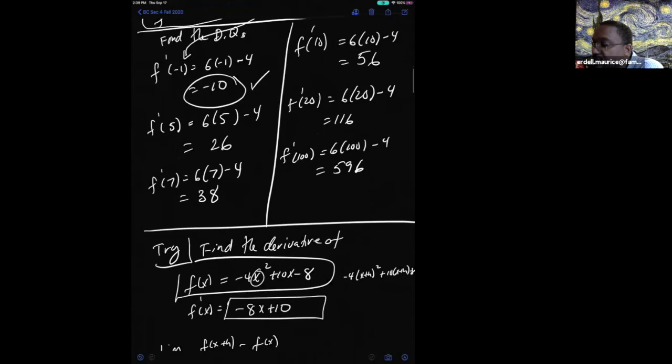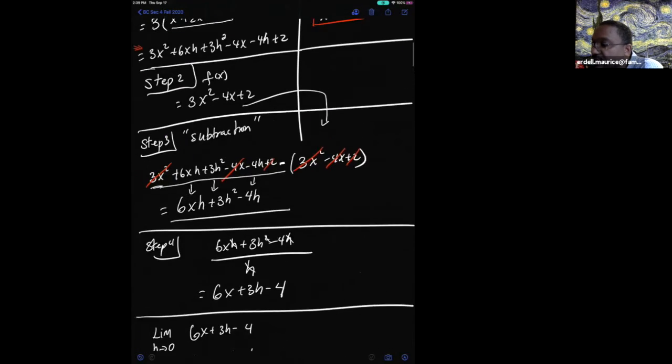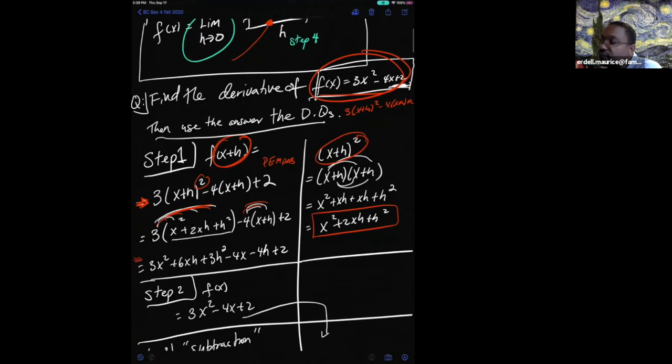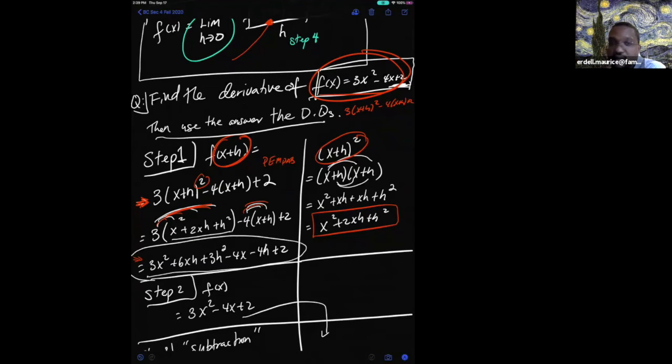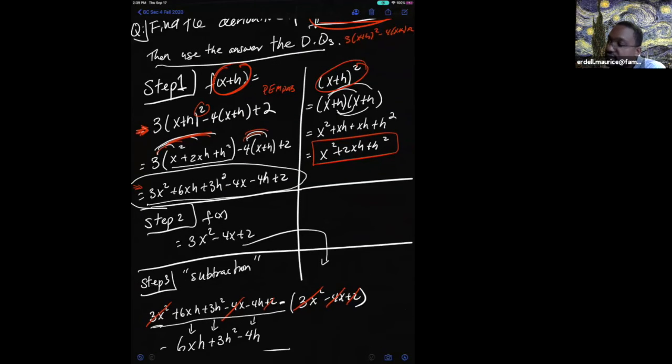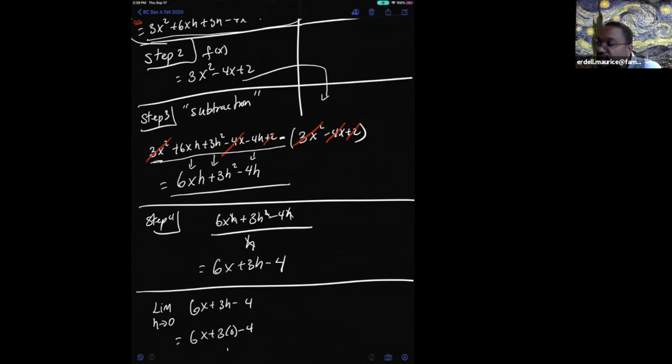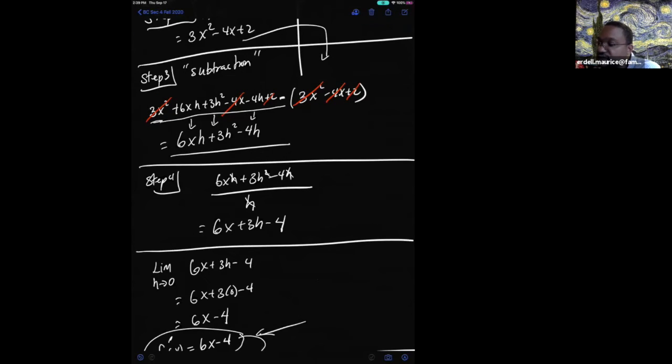Find the derivative of this function, 3x squared minus 4x plus 2. Step 1 is you have to find f of x plus h. See how the x stays in the answer? And then when you work it out, you get this long expression at the end of step 1. In step 2, you don't do anything. Step 3, you subtract the two answers. Then step 4, you divide by h, and then you take the limit as h goes to 0.